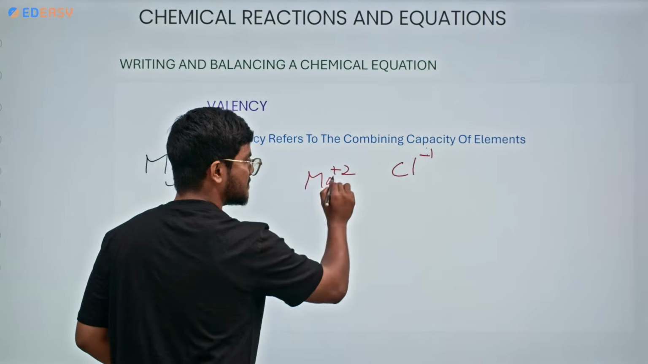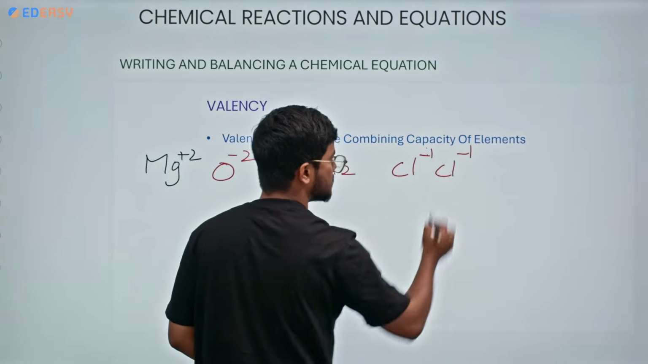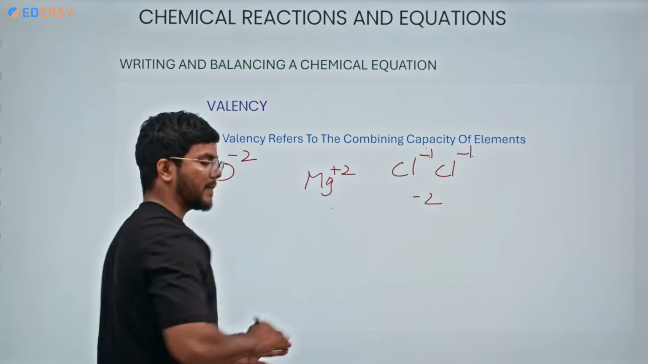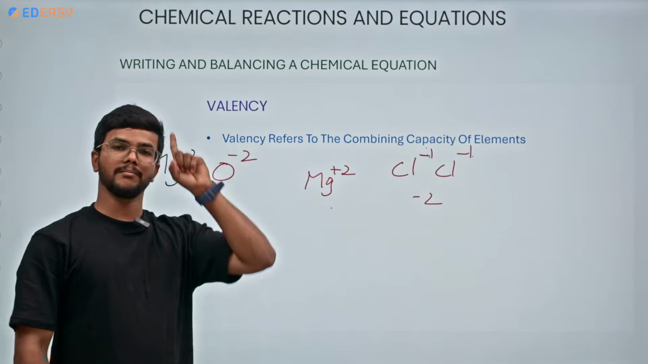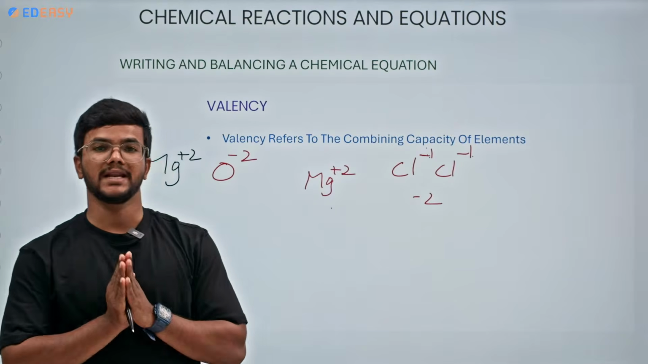We are not having the same charge. So to maintain the same charge, we need 2 chlorines. So -1, -1, -2, and this is +2. To make a bond between magnesium and chlorine, we need 1 magnesium and 2 chlorines. Okay, so this is how the valency works.